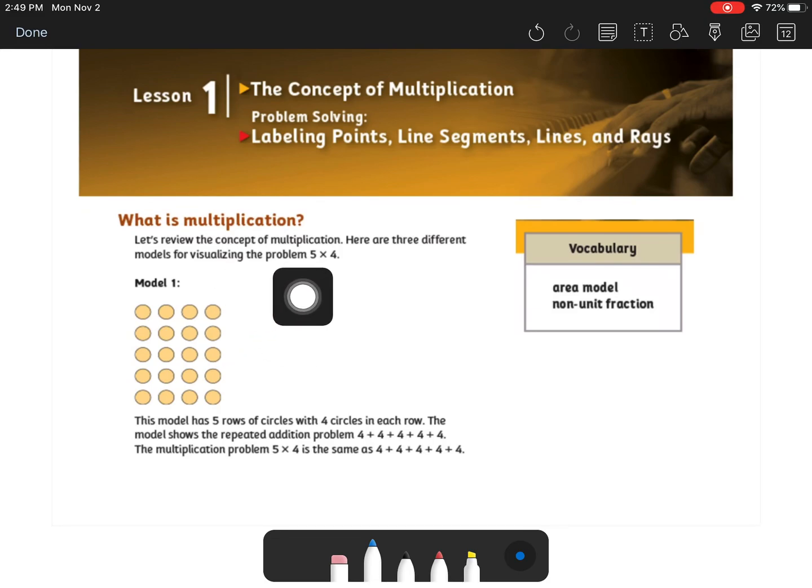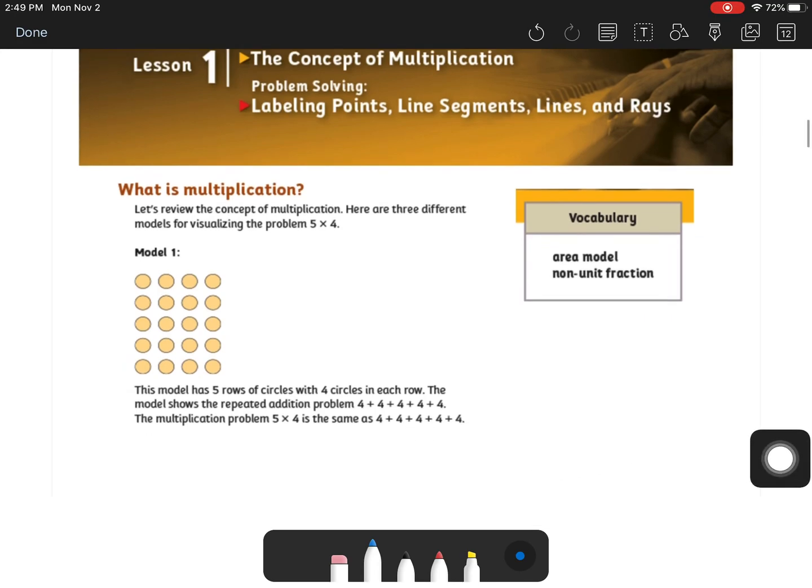Here, they give us a model for visualizing what 5 times 4 is. If you have a row of 4 circles and you do that 5 times, then the total number of circles you have would represent 5 times 4. So 5 times 4 is the same as adding 4 up 5 times, and that would be 20.